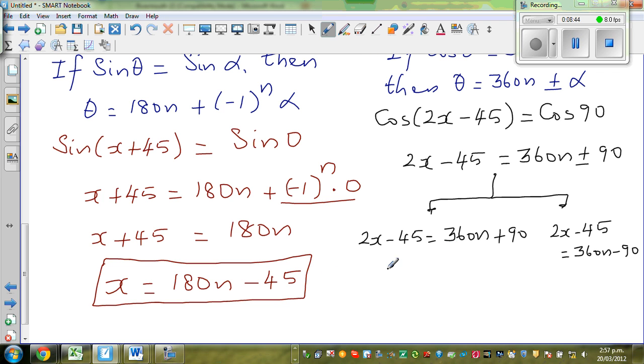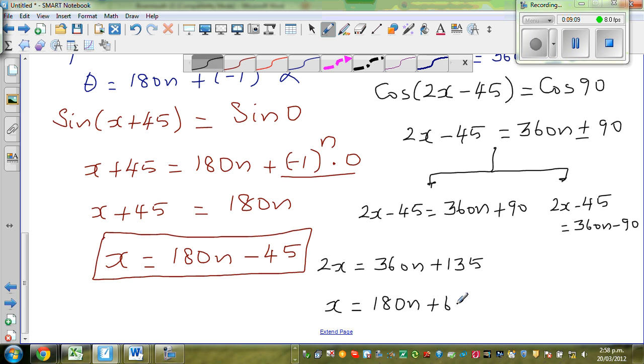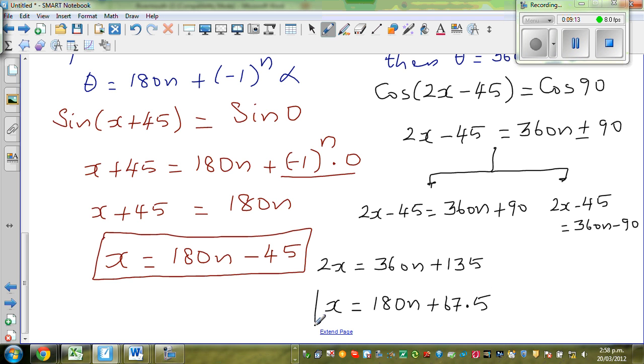So adding 45 to both sides, I can say 2x is equal to 360n. Adding 45, this will become 135. And then dividing both sides by 2, x is equal to 180n plus 67.5. Okay, I'll explain the general and the particular solution once we finish here. So this is the second possibility.